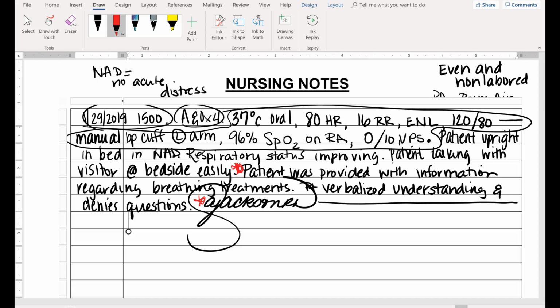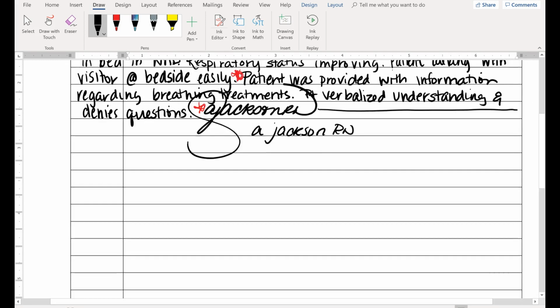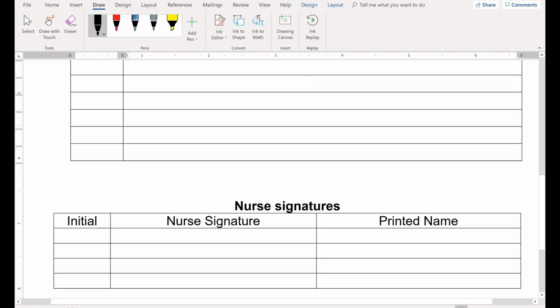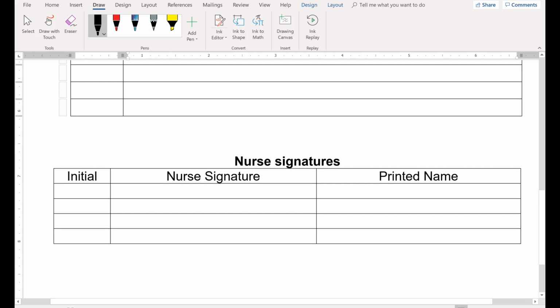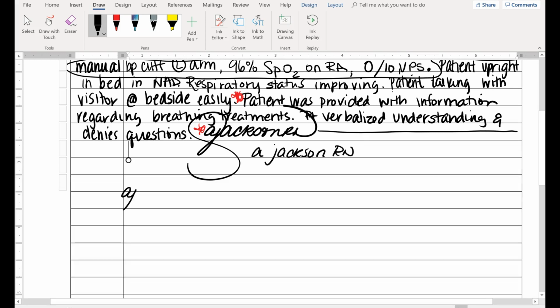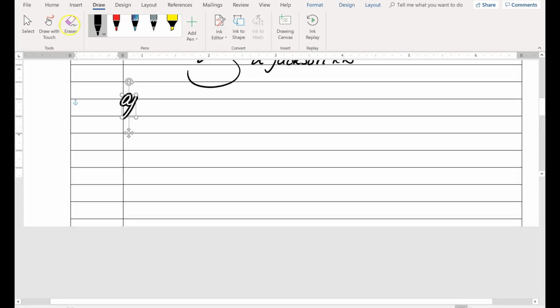Okay, another place people go awry is the signature. Make sure that you sign. If you guys can't read my writing here, sorry. This is my signature, A. Jackson, RN. Okay. When I come down here, this has to be filled out completely for you to get full points. So what you're going to do for your initials, you're going to write your initials. Okay. You're going to write your signature as it appears in the narrative note.